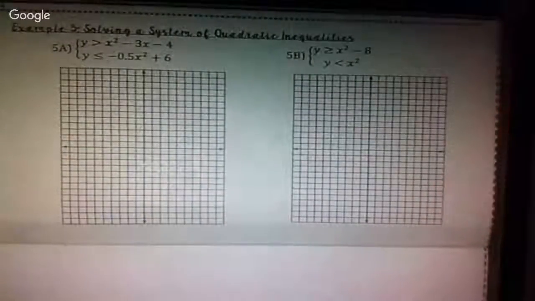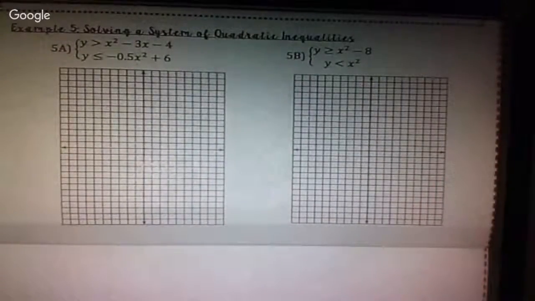Okay. So, flip to your last page. Okay, we're going to systems of quadratic inequality.